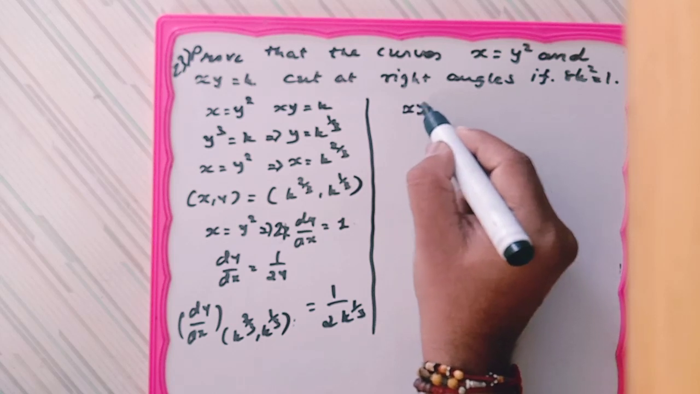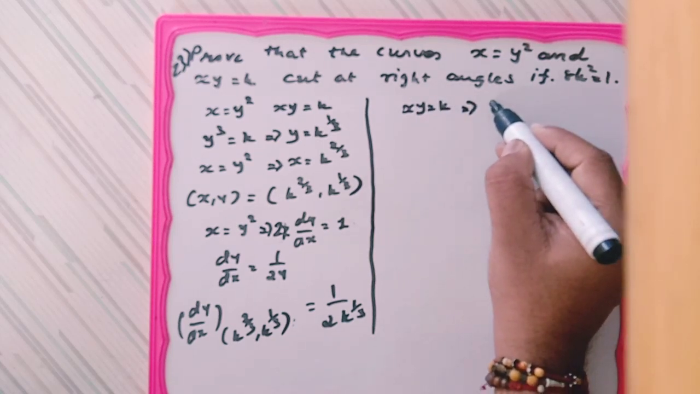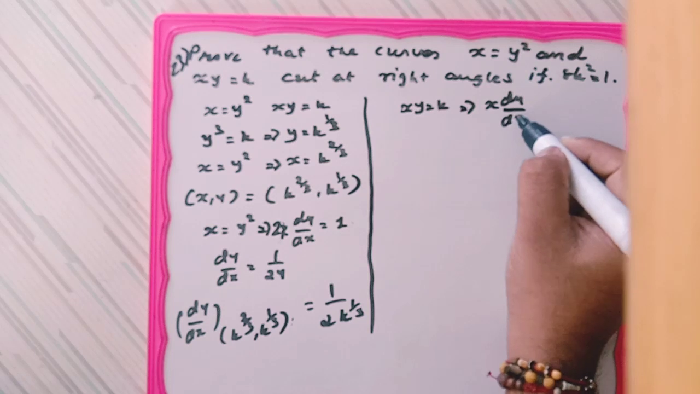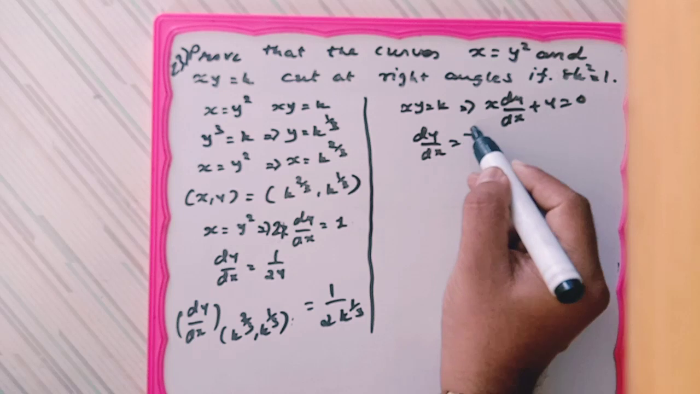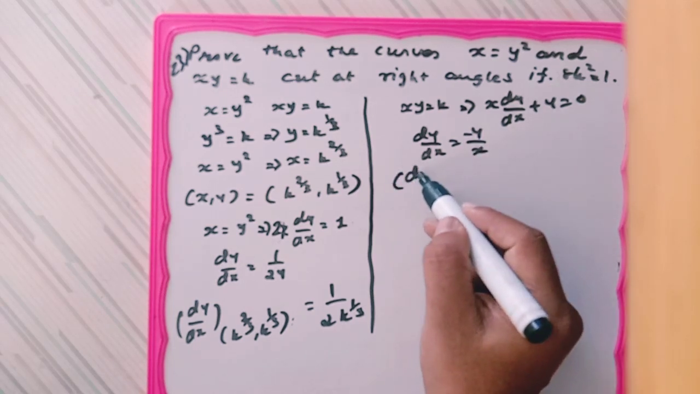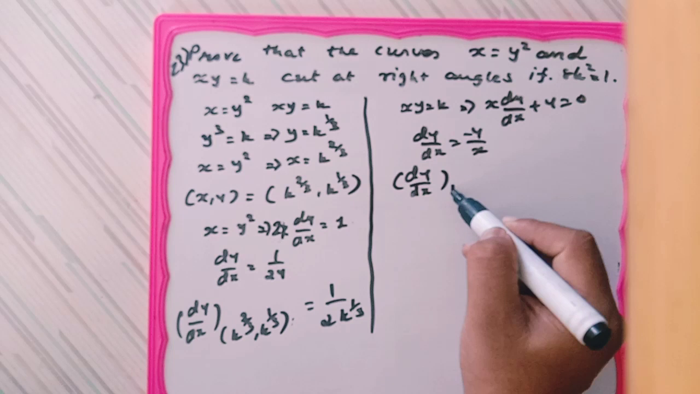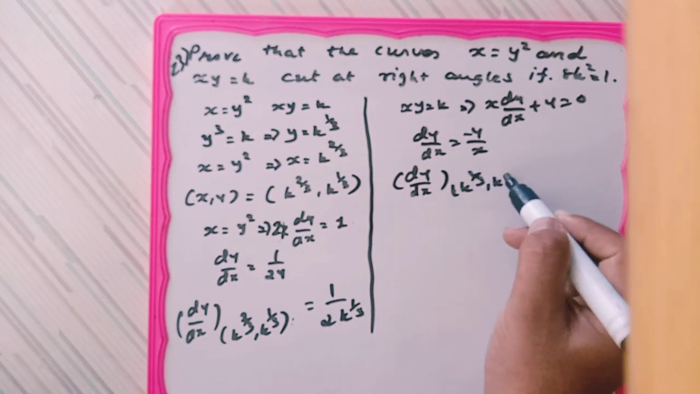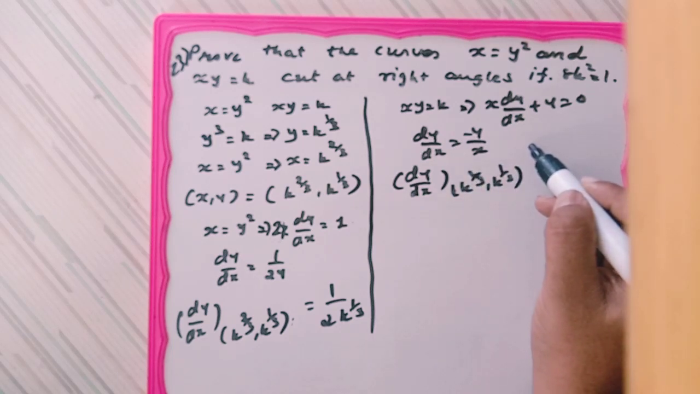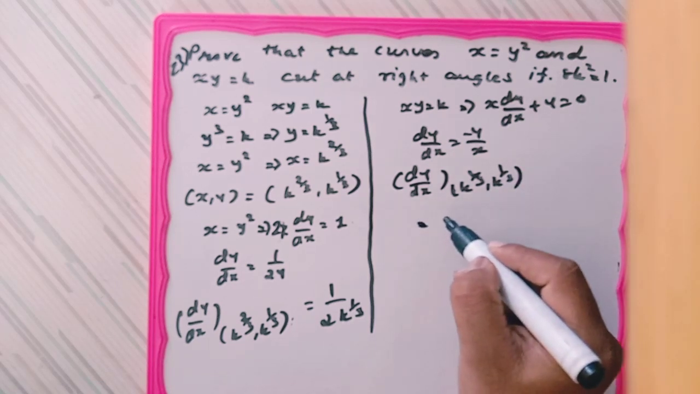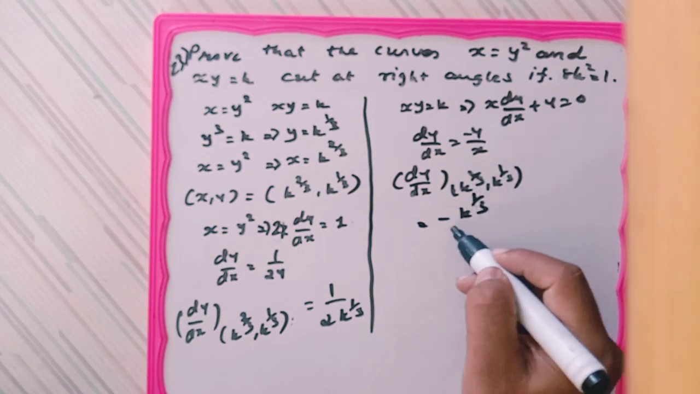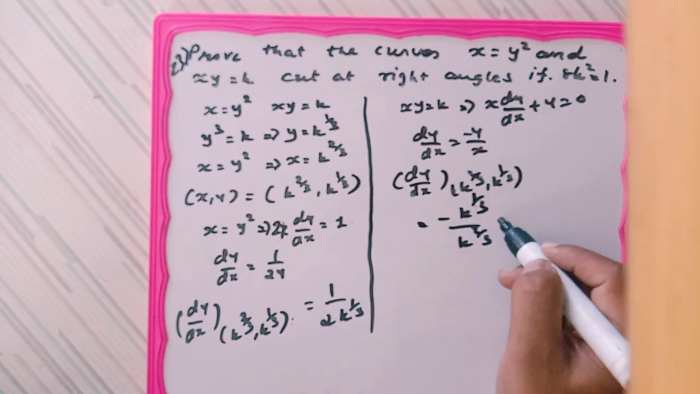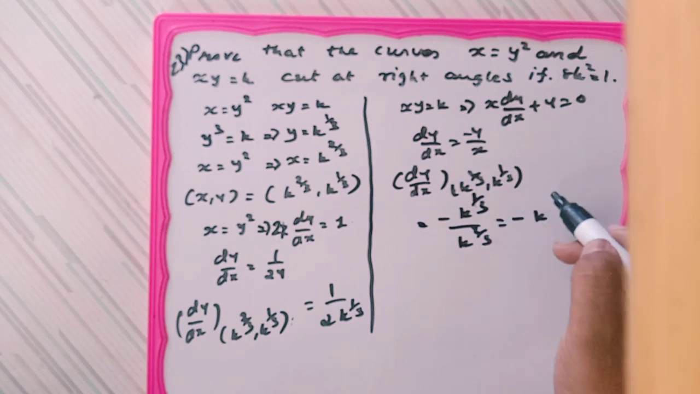Now xy = k, and so x dy/dx + y = 0. So dy/dx = -y/x, and so dy/dx at (k^(2/3), k^(1/3)) will be -k^(1/3) upon k^(2/3). So -k^(1/3 - 2/3) will be -k^(-1/3).